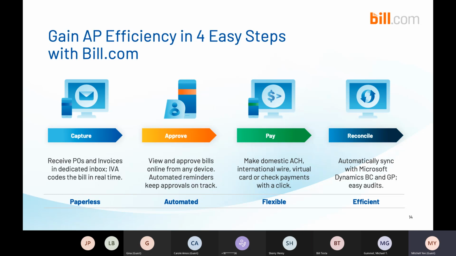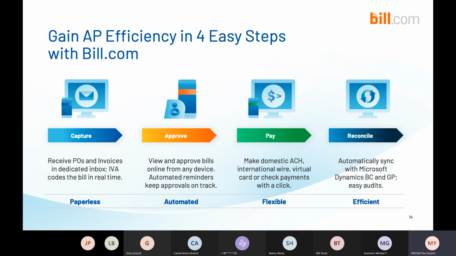The next thing is, once they're approved by your department managers, department individuals, you can pay with a click of a button. Not only can you just pay with a click of a button, but you have a full audit of who approved it, what they might have left comment-wise, and now you can make payments, all types of payments, inside of one platform. So within one platform, you can make domestic ACH payments, international wires, virtual card, and check payments with a click.